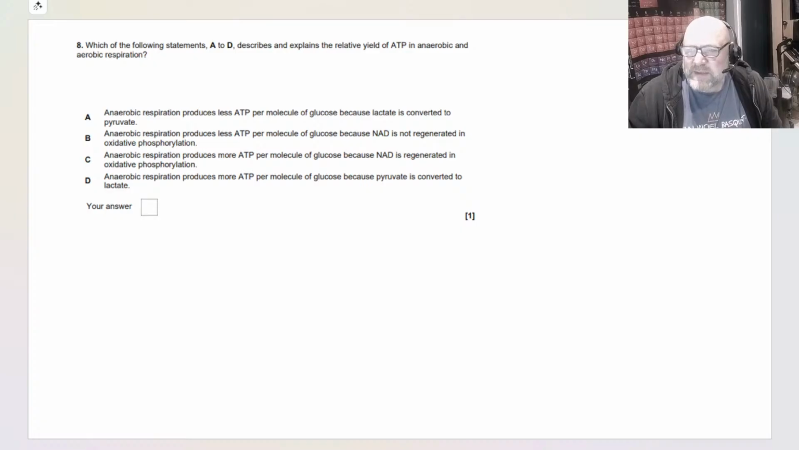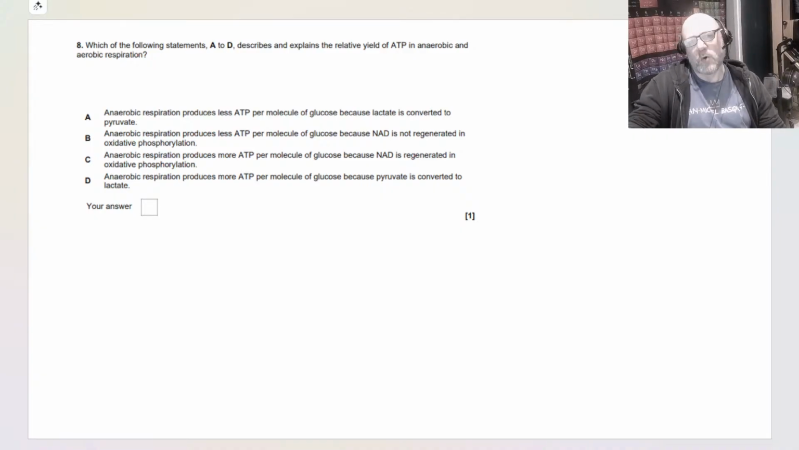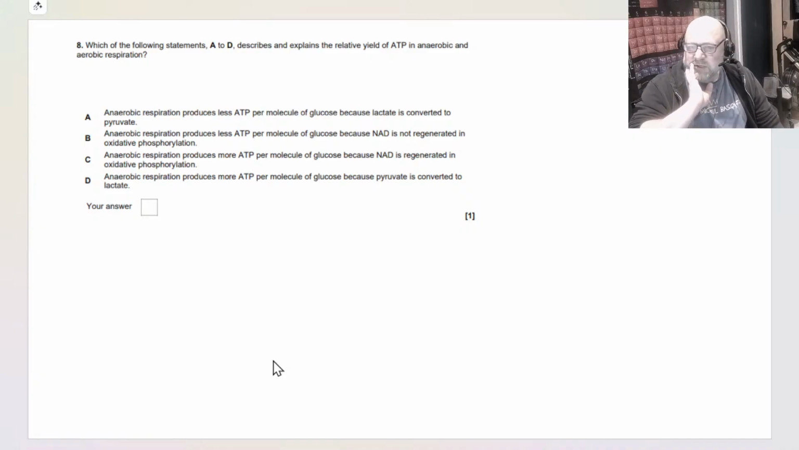So, which of the following statements A to D describes and explains the relative yield of ATP in anaerobic and aerobic respiration? So basically, which one makes more. Kind of easy, this one. I think this is an OCR question. A: Anaerobic respiration produces less ATP per molecule of glucose because lactate is converted to pyruvate. B: Anaerobic respiration produces less ATP per molecule of glucose because NAD is not regenerated in oxidative phosphorylation. C: Anaerobic respiration produces more ATP per molecule of glucose because NAD is regenerated in oxidative phosphorylation. D: Anaerobic respiration produces more ATP per molecule of glucose because pyruvate is converted to lactate.